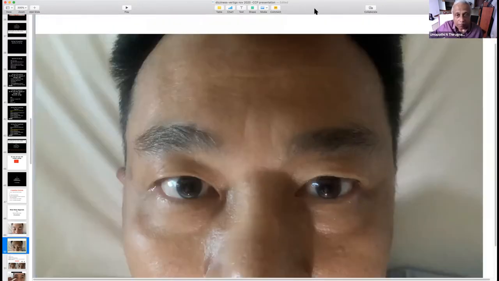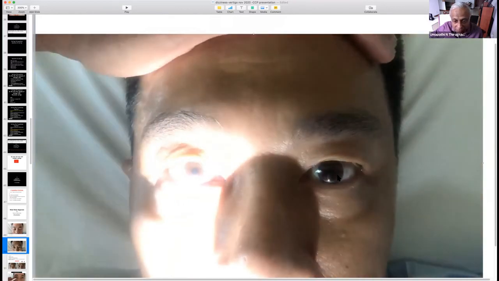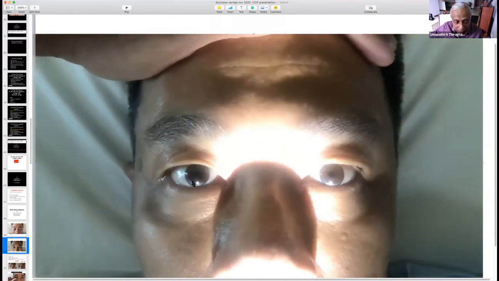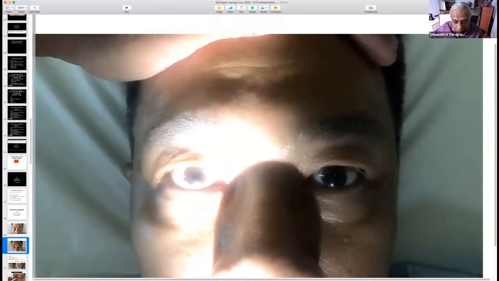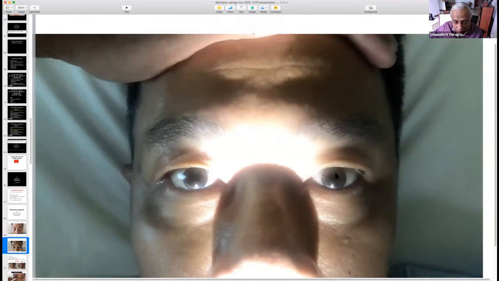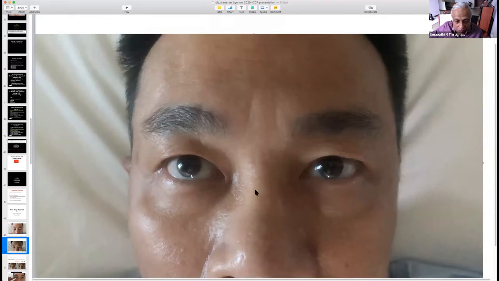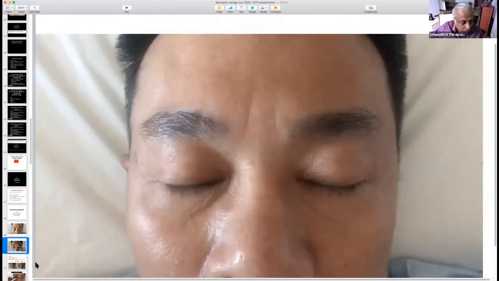And the many astute clinicians in the audience will notice that there's something else wrong with his eyes. He's got very mild... What does he have? Very mild... Okay, I'll show you in a while. Very mild ptosis and meiosis. You see this eye is bigger. This pupil is bigger. This is smaller. So he's got mild ptosis and meiosis.